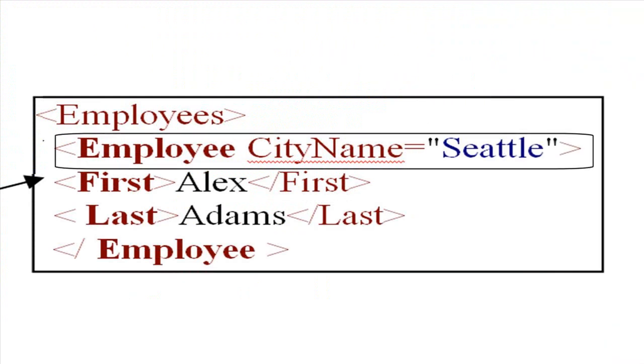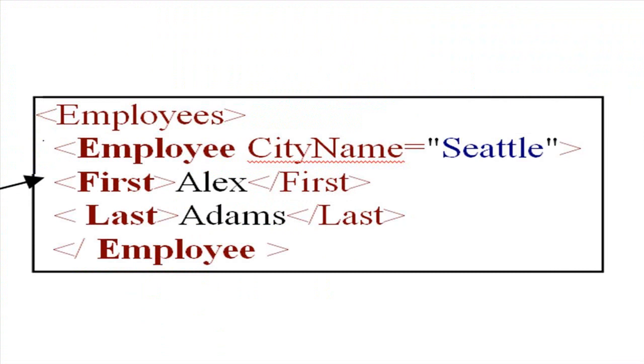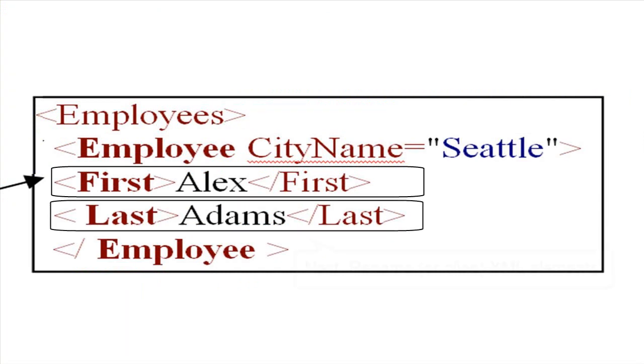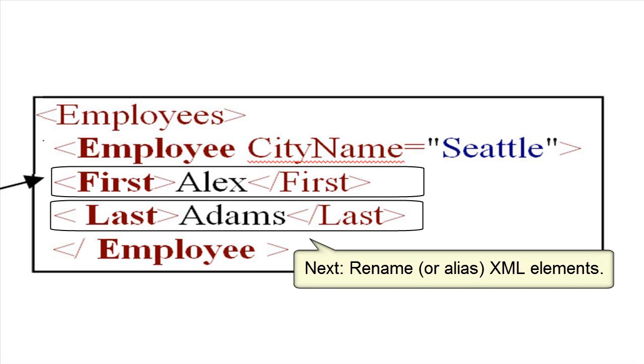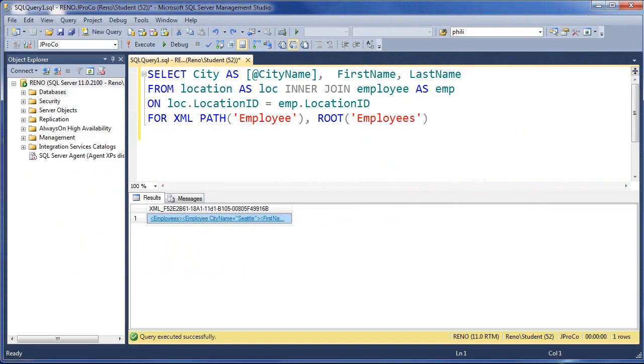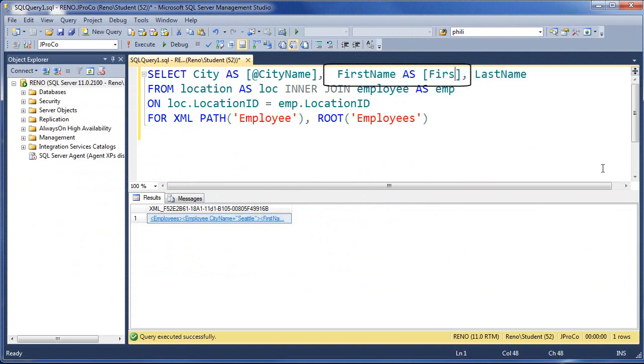We've already put the city name attribute as a child of the employee element. Now we want the first name element to just be called first, and the last name element to just be called last. We're just gonna create another field alias after the first name field in the select list, but we're not gonna use an @ symbol. We're just gonna use the name we want because it defaults to elements. Let's run this. Let's take a look.